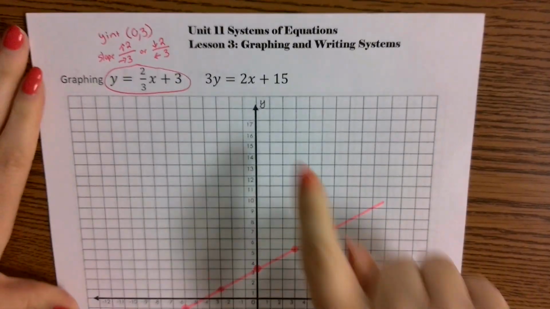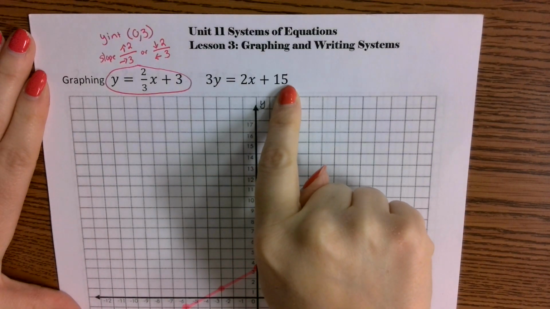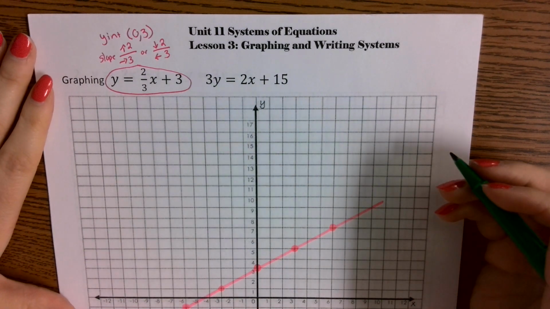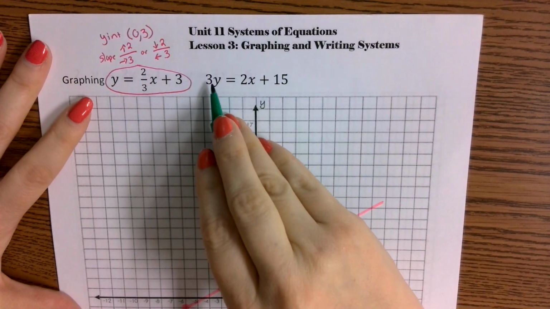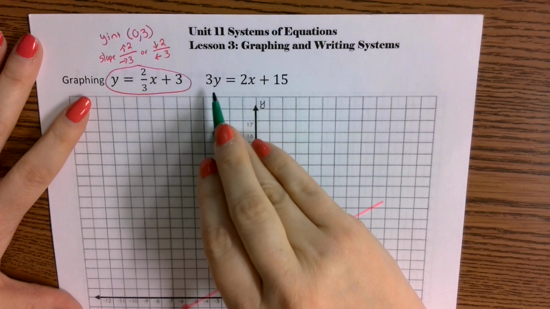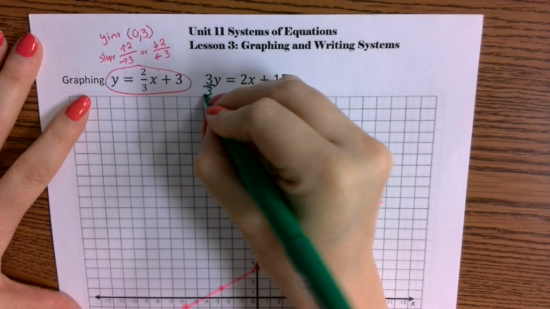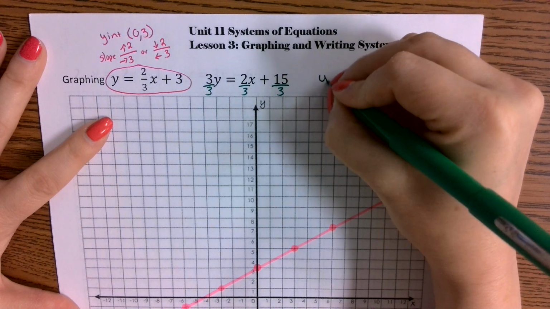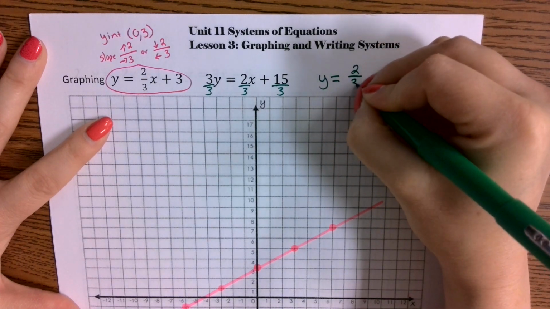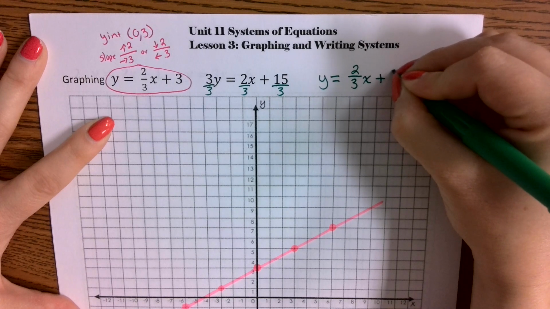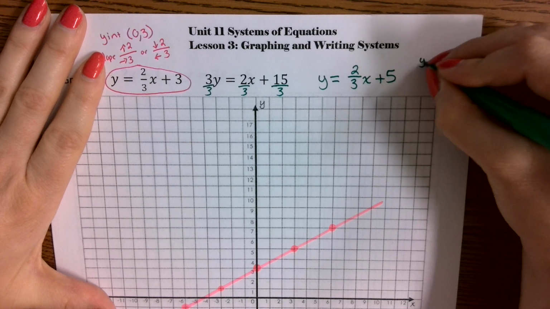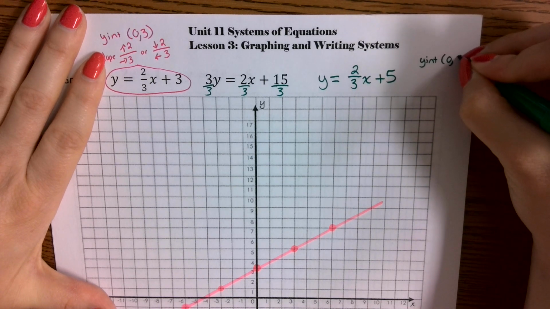All right, so now let's take a look at the next one. 3y is equal to 2x plus 15. This is actually really easy to rewrite into slope-intercept form because the y just has a coefficient. So if I just divide everything here by 3, then I'm really getting the equation y is equal to 2/3 x plus 5. So that means my y-intercept is going to be at (0, 5).